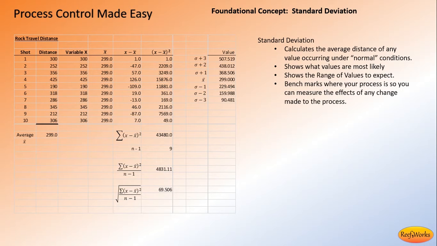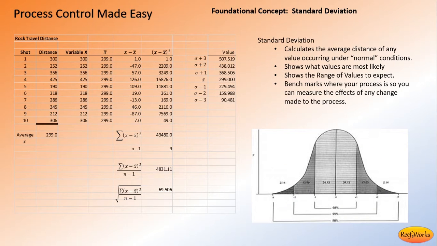Now, what do you do with those values? Well, it shows you what values are most likely. So we'll see that in just a second. It shows you the range. We just looked at the range here, 90 to 507. And it serves as a benchmark for where your process is so you can measure the effect of any change made to the process. And it all fits inside of this little thing right here, which you probably look at as, I've heard it called, the bell curve. It is a normal distribution.